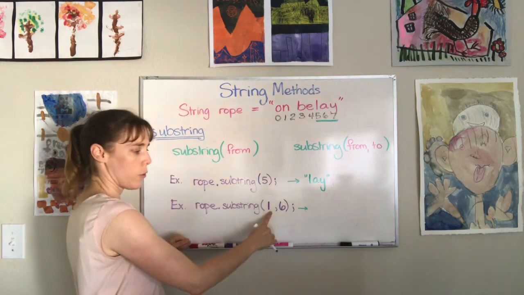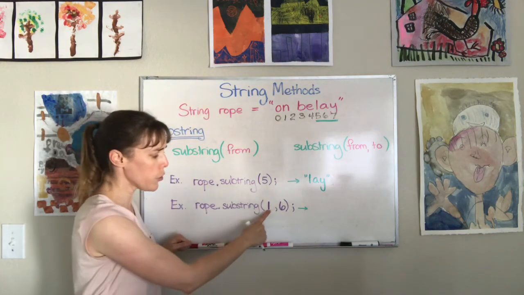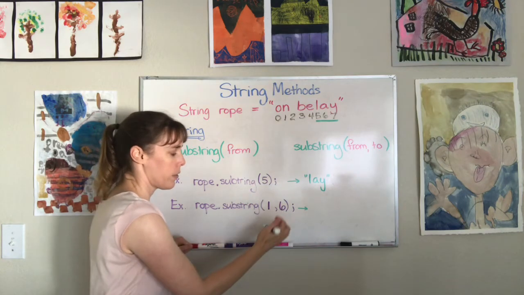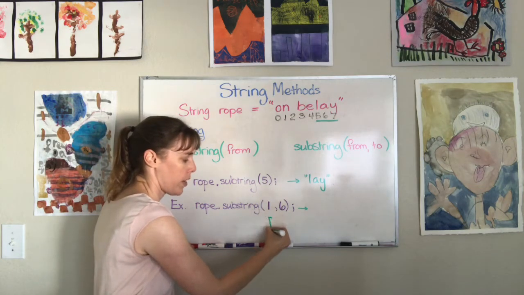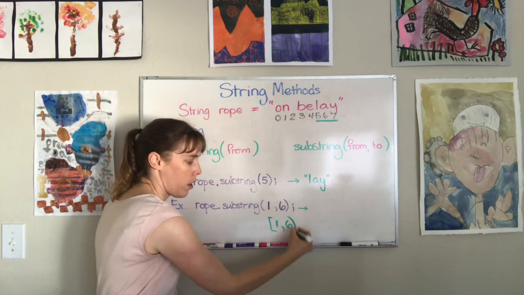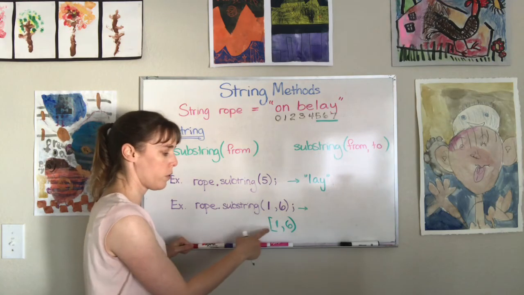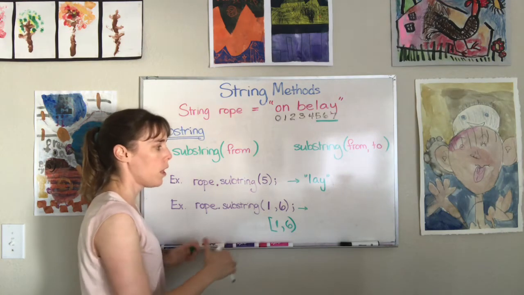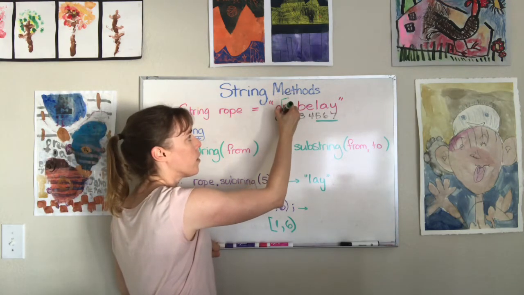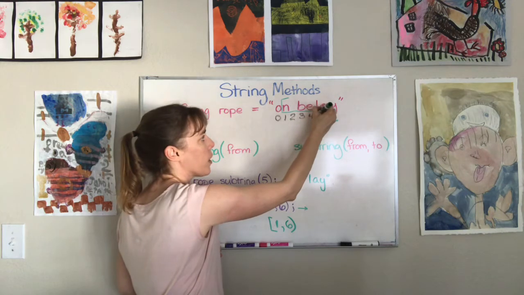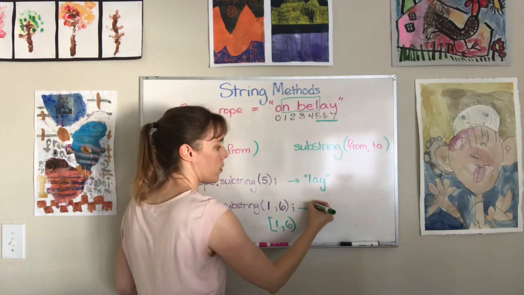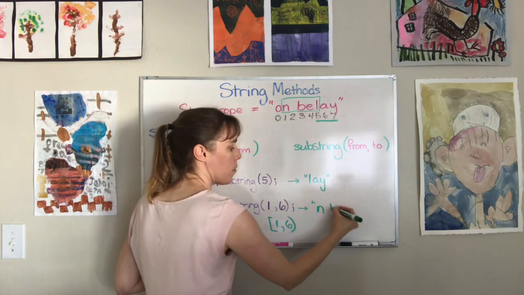If I pass in two parameters, it's going to start with the first one and include that first one, but it is not going to include the second one. So it's sort of like saying I include position number 1, but I do not include number 6. If we were using interval notation from pre-calc, it would look like that. So I'm going to include number 1, right? And I'm going to go until I get to number 6, but I'm not going to include 6. So it would be N space B-E-O.